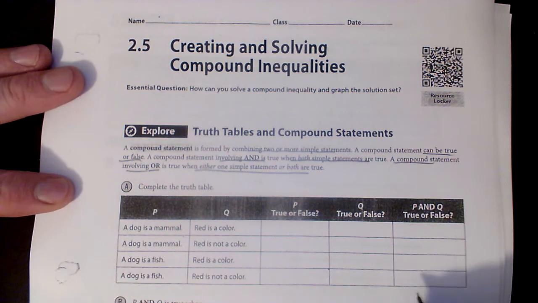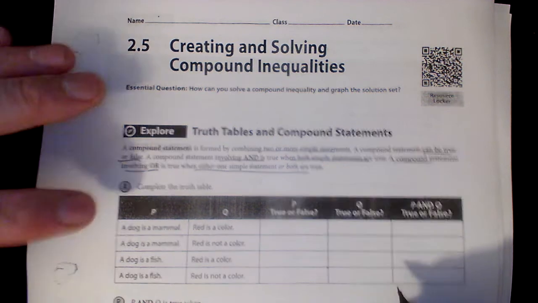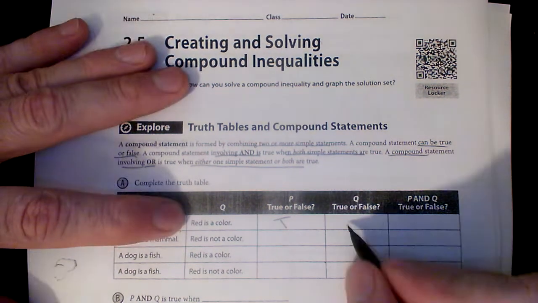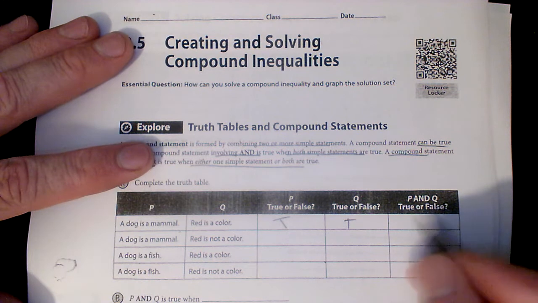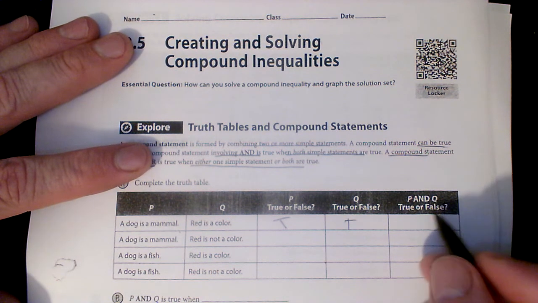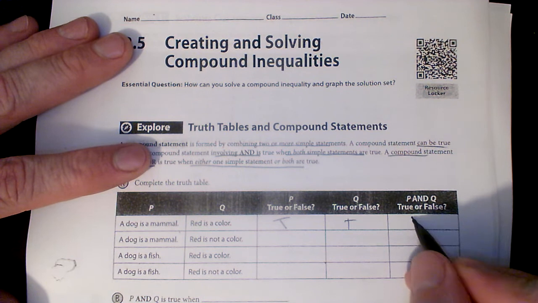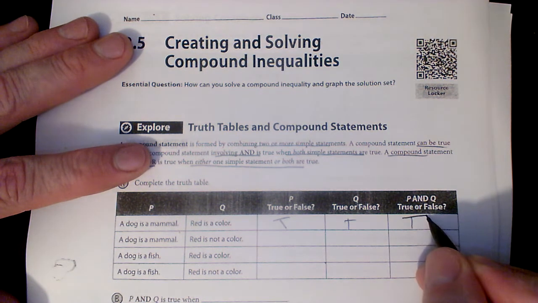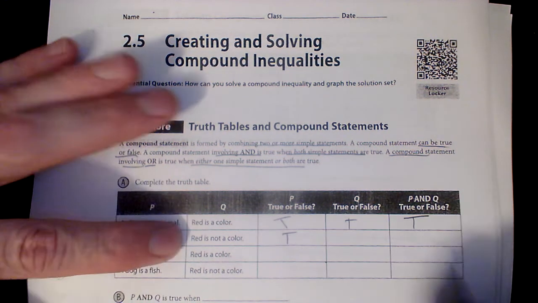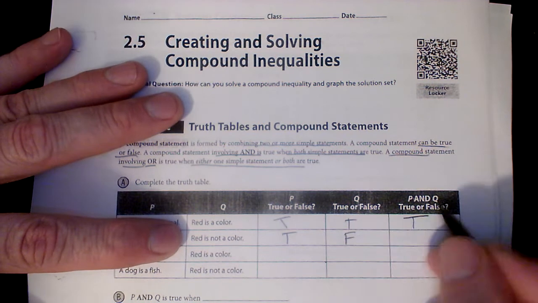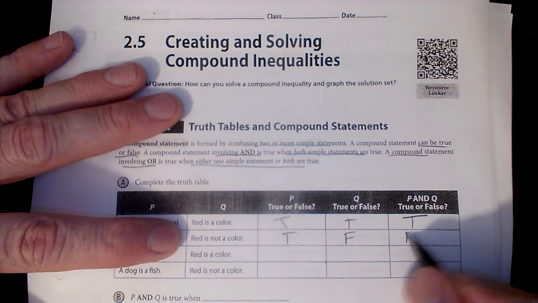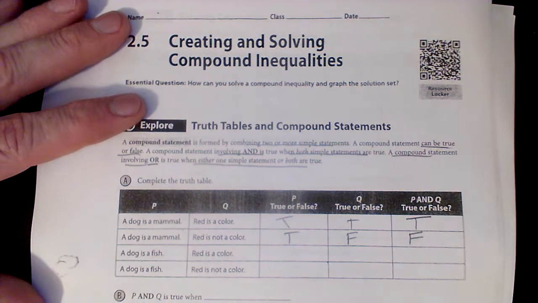So if you come over here, is a dog a mammal? That is totally true. I'm going to say true. Is red a color? Totally true. Are they both true? P and Q, true or false? P and Q are both true. A dog is a mammal. That is true. Red is not a color, totally false. So are they both true? No, this one's true and this one's not, so we're going to say false.